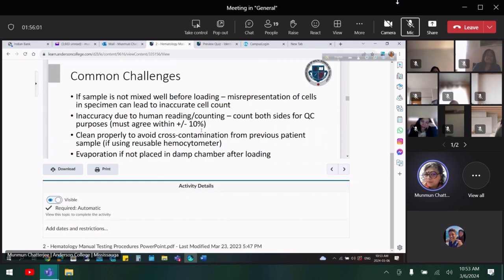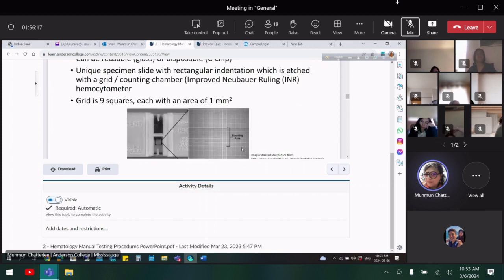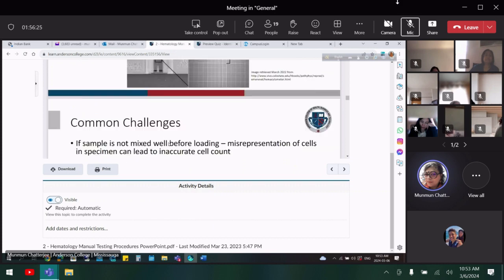Common challenges: if the sample is not mixed well before loading, misinterpretation of cells in the specimen can lead to inaccurate cell counts. So I always tell you, inaccuracy due to human reading and counting. Count both sides for QC purposes. When you are counting, generally not only one side. We take the same sample and count both sides for quality control purposes so that there is no human error.